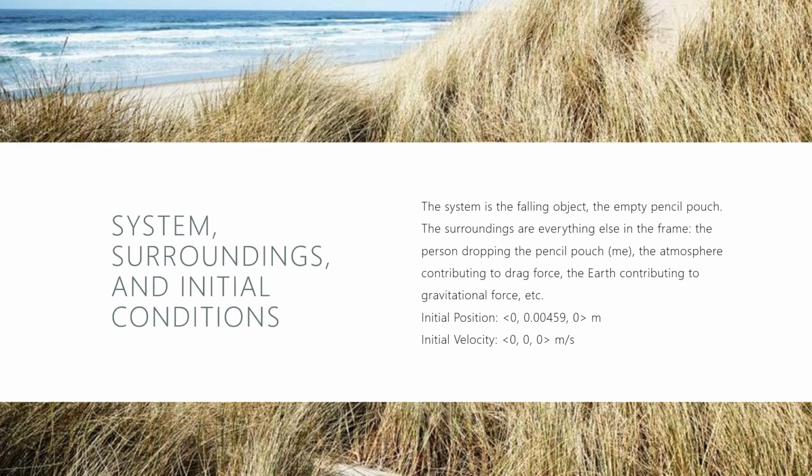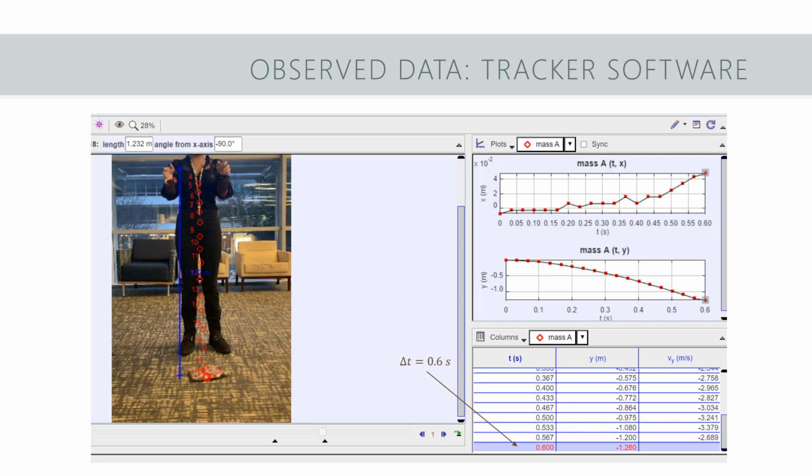So let's clarify some initial conditions. The system would be simply the falling object, in this case just an empty pencil pouch. The surroundings would be everything else in the universe: me, the atmosphere, the Earth, everything. The initial position in this case is 0.00459 meters in the y direction, with the x and z directions being 0, and the initial velocity in this case is all 0 meters per second as well, since the object is initially starting from rest.